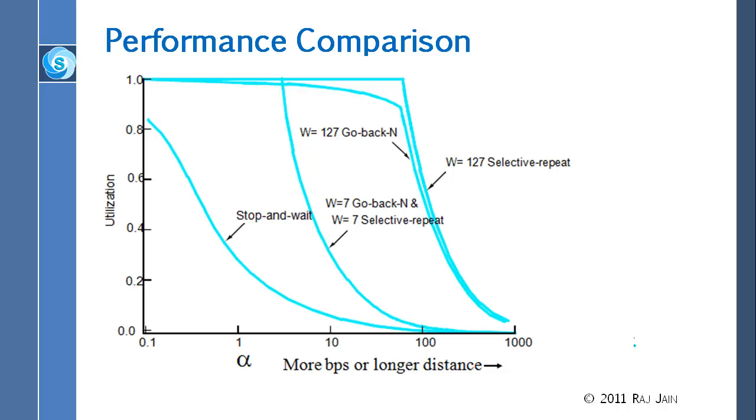If your W is 1, then go back N is equal to select to repeat. That is trivial. If your W is 1, then select to repeat is the same as go back N, is the same as stop and wait. As the W becomes larger and larger, then the select to repeat helps. So select to repeat doesn't really help if the window is small. Now that answers your question as to why we don't do select to repeat, because we were in this range here.